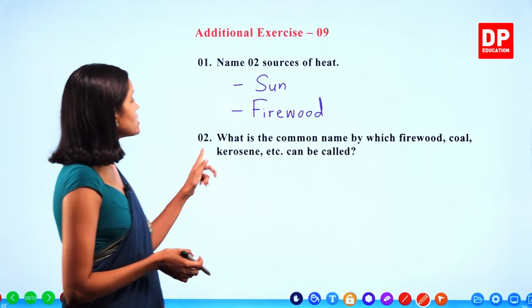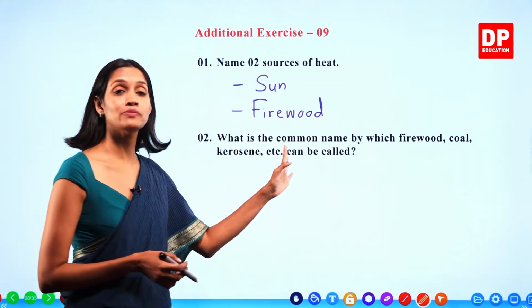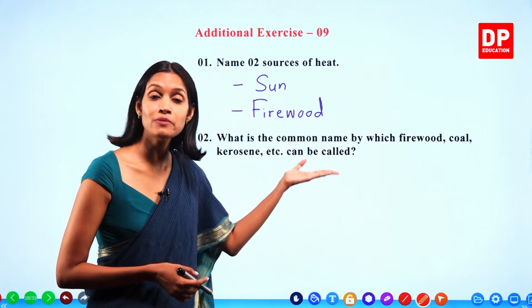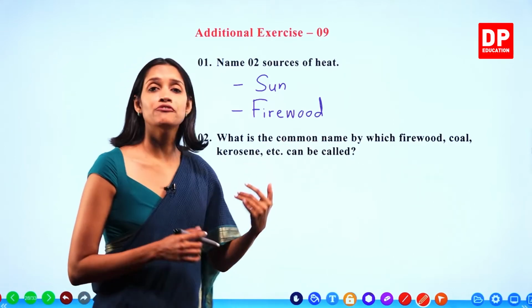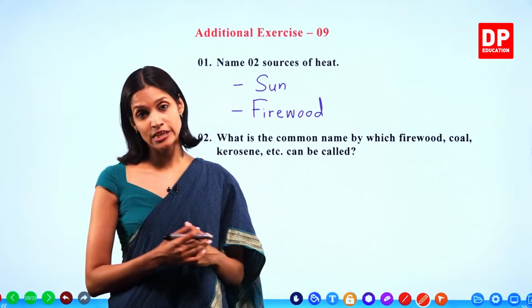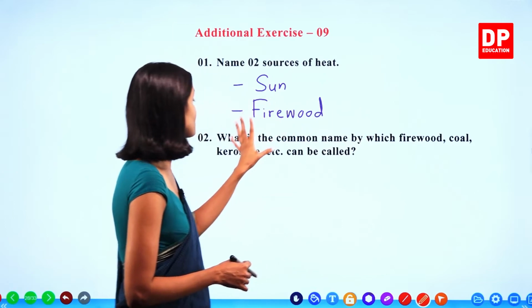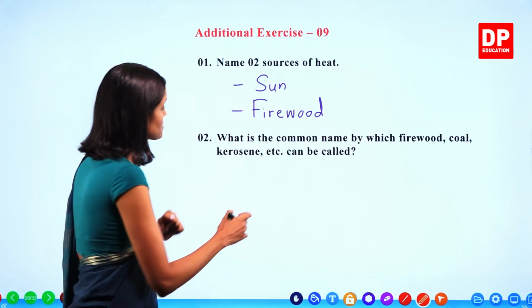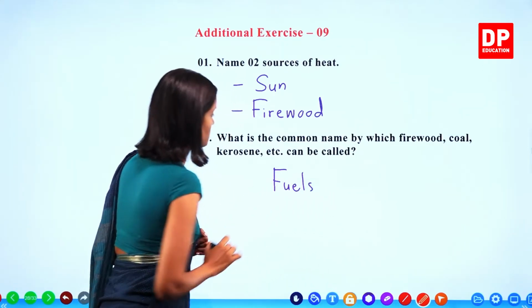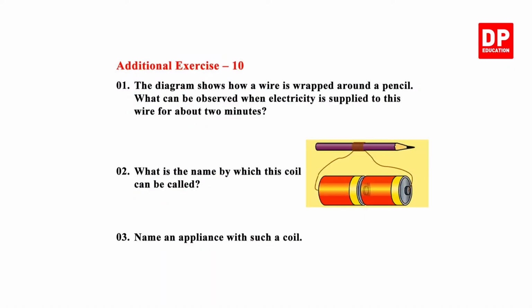Next one. What is the common name by which firewood, coal, kerosene, etc. can be called? We can call them fuels. What is a fuel? Fuel is a substance that can be burned to obtain heat. What is the common name by which firewood, coal, kerosene, etc. can be called? Fuels. Right? We'll move on to the next exercise.